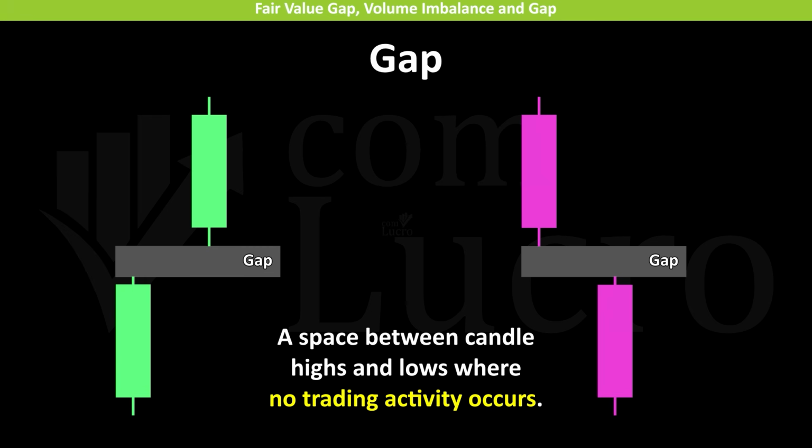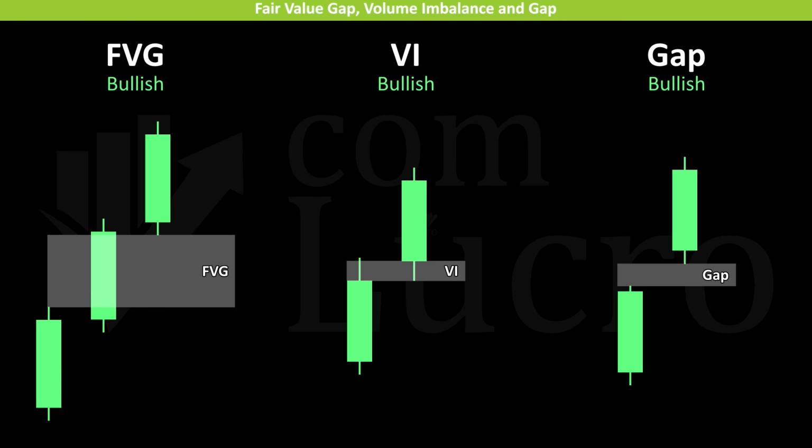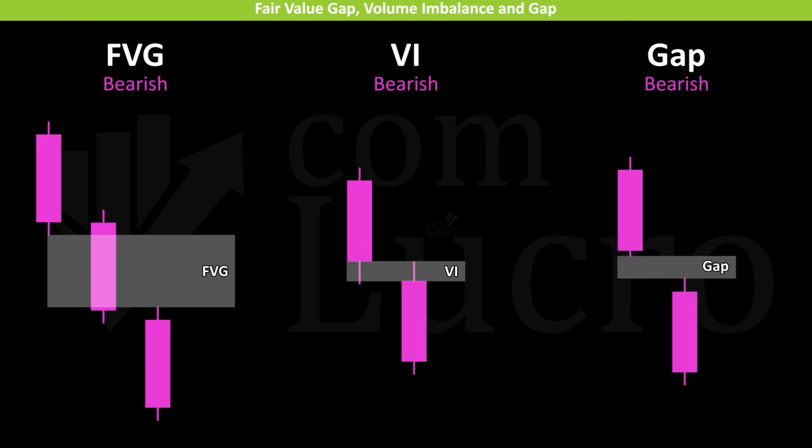In a bullish gap, there is space between the high of the first candle and the low of the second candle. In a bearish gap, there is space between the low of the first candle and the high of the second candle. In the illustration, you can see the bullish versions of a fair value gap, a volume imbalance, and a gap placed side by side for comparison. In the following illustration, the bearish versions of all three patterns are shown.